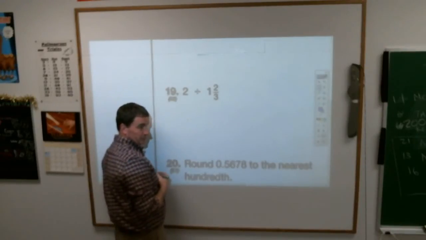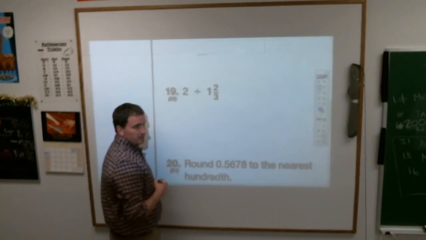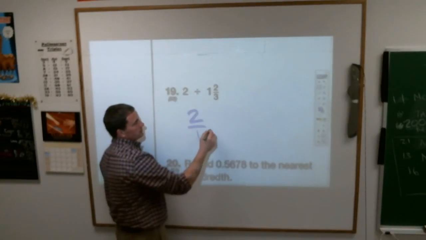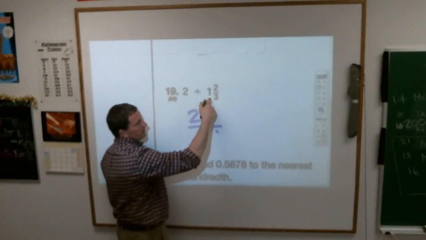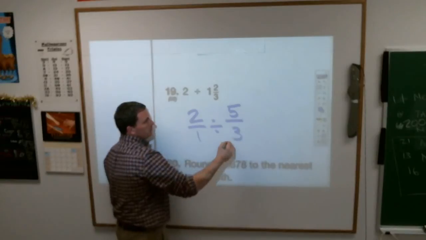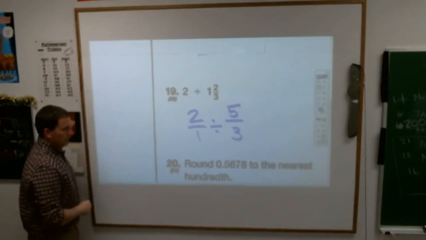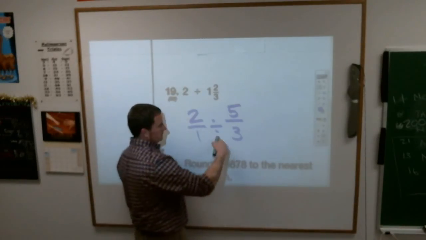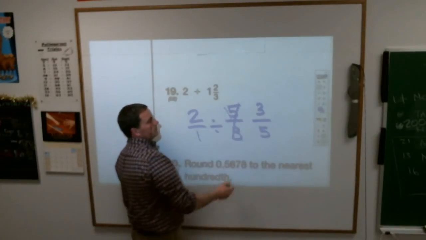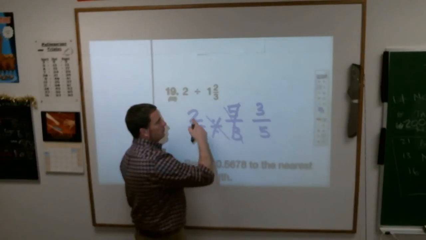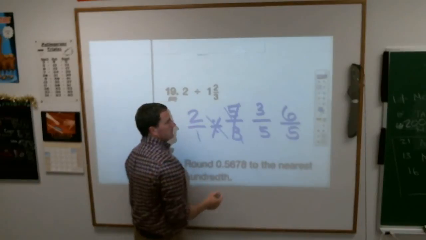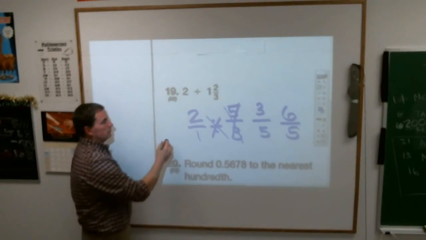What do you want me to do this one while I'm here? Sure. This is 2 over 1, you make them fractions, divided by, this improper is 1 times 3 plus 2, this is 5/3. And then how do you divide by fractions? Make the second one the reciprocal, and this becomes times. 2 times 3 is 6, 1 times 5 is 5. 6/5 changes to 1 and 1/5.